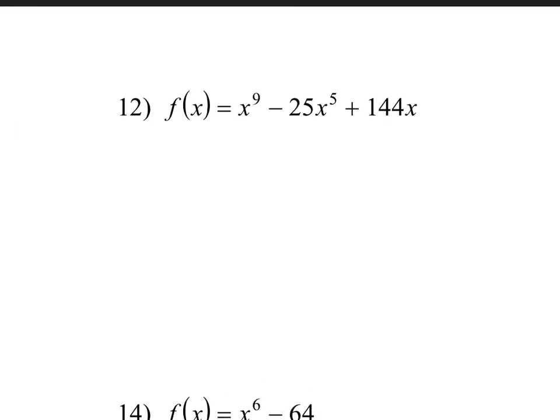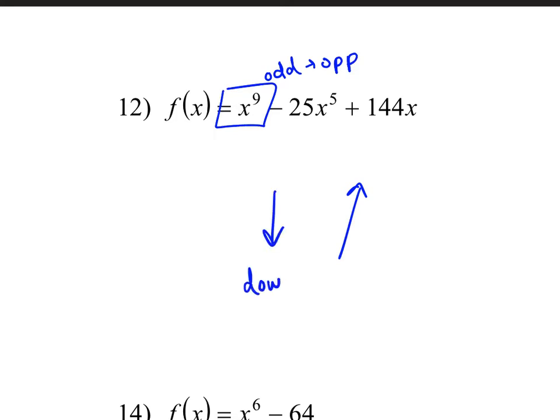All right, number 12. Which term are we looking at? X to the 9th power. Is it positive or negative? Positive. So what does that tell us about our right arrow? Goes up. And is it even or odd? Odd. So do they go in the same direction or opposite directions? Opposite. So does the left one go up or down? Down. So we have down and up.